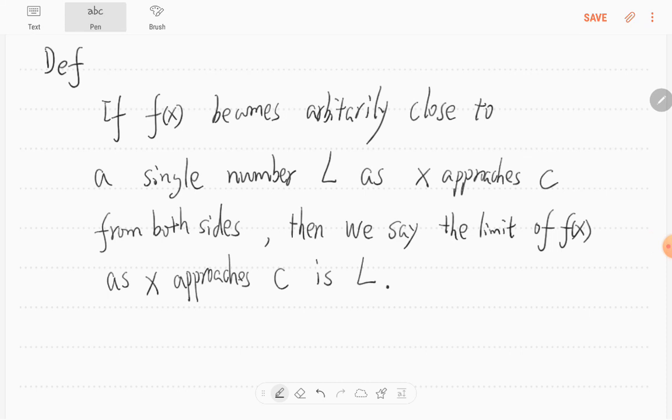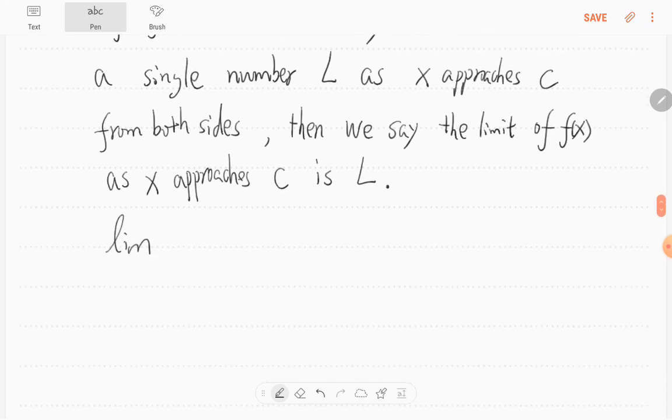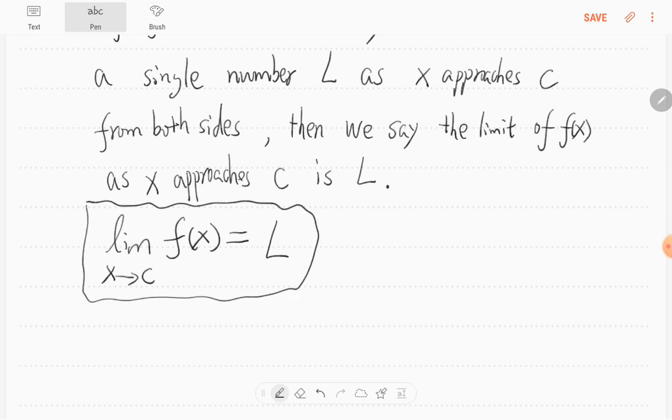So we can use some mathematical symbol to denote this limit. We can write this as the limit, LIM, x approaches c, x with an arrow here, of f of x is equal to L. We use this symbol to denote the limit.